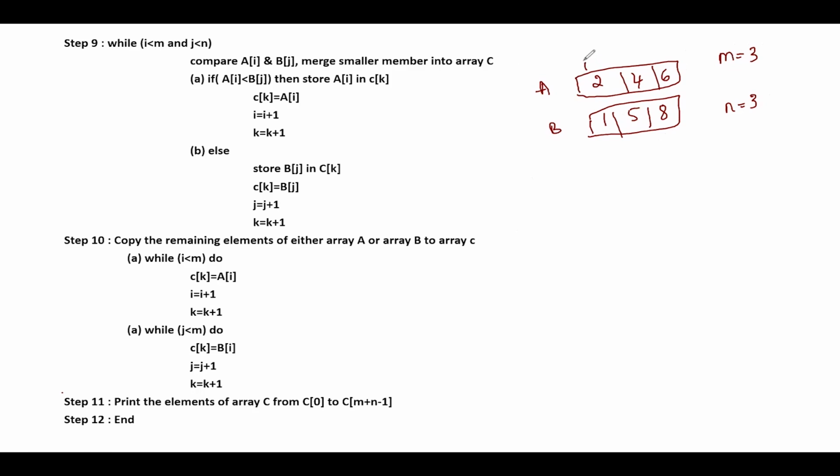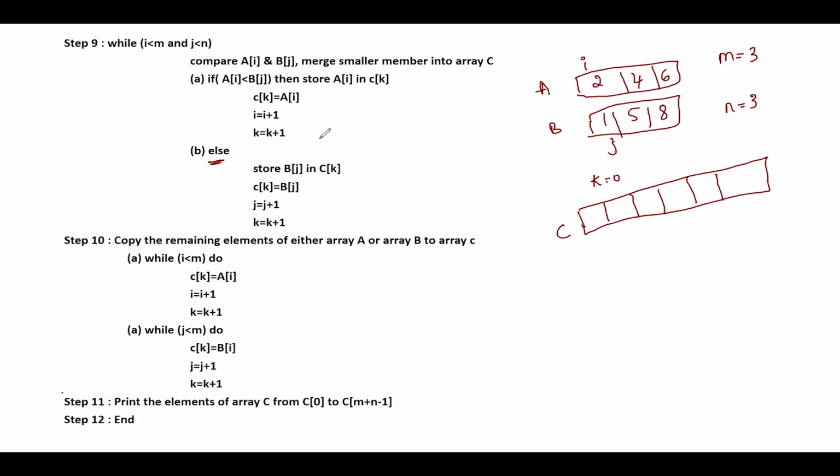Initially our i is at 0, our j is at 0, and k is also at 0. k is going to be the counter for our result. And we know that the result is the size of the addition, that is 3 plus 3, which is 6. So this is our C. All right. Now, how am I going to do the comparison? I'm checking if A of i is less than B of j. A of i is 2. Is it less than B of j? In our case, no. Okay. Because it is not true, I'm directly going to come to the else part.